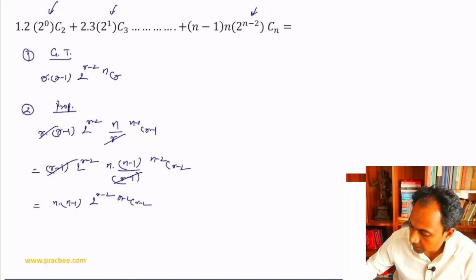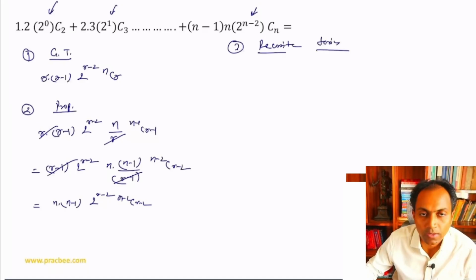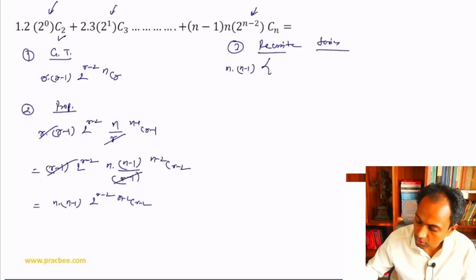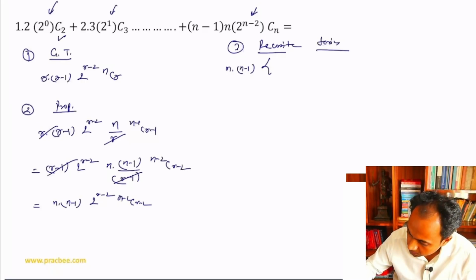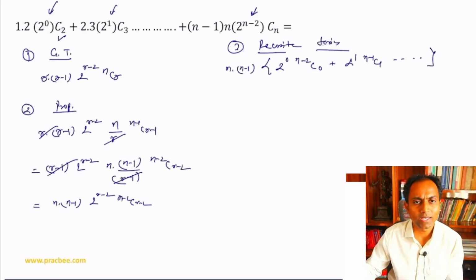In the third step, we are going to rewrite the series. If I rewrite my series, how is it going to look? n into n minus 1 will be out. If I start putting the value from r equal to 2 as in the first term, this becomes 2 raised to the power 0, n minus 2 c 0, 2 raised to the power 1, n minus 2 c 1. Now we know how we can get the answer of this.